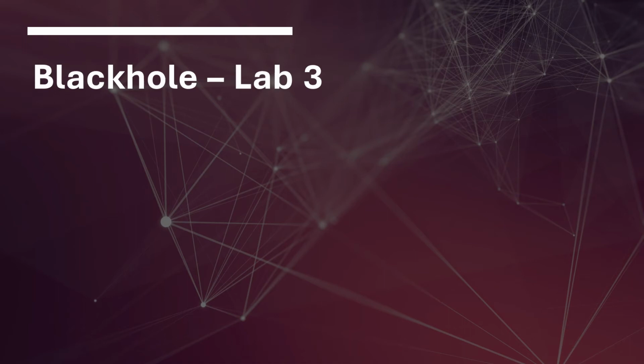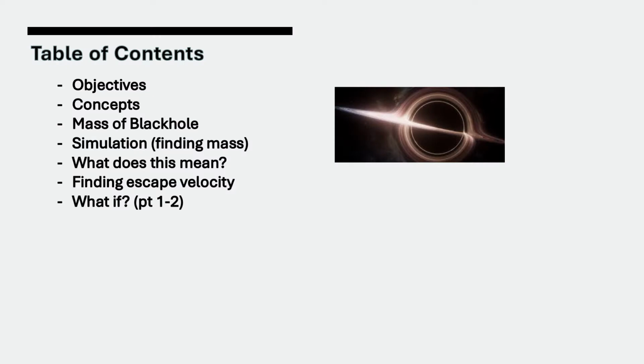This is lab 3 for Physics 2211, and this is the black hole lab. So the table of contents is what we're going to go through today. We have objectives, concepts, and we're going to find the mass of the black hole. We're going to simulate finding the mass, and then what does this mean? Then we're going to find the escape velocity, and then the orbit, which is the what if question.